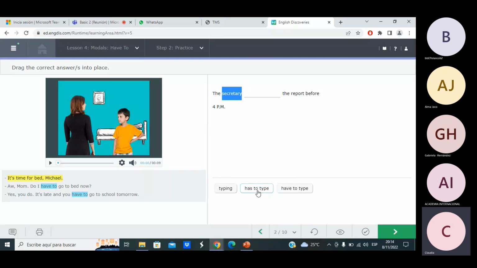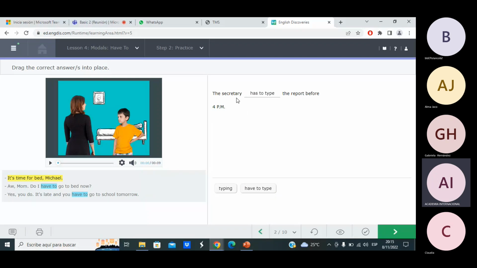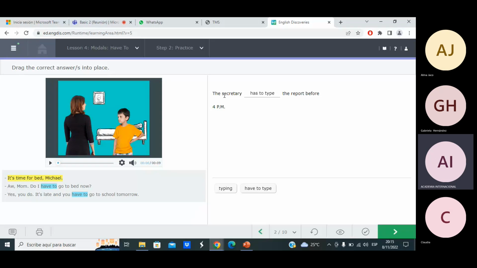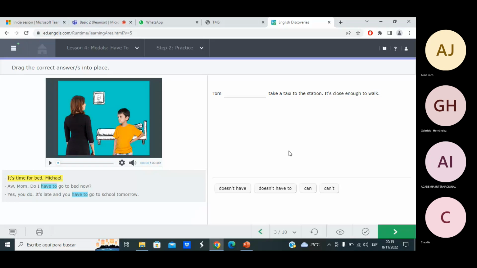Has to type. Which one? I didn't hear you, sorry. Has to type, yes, teacher. Has, yeah, has. Because I'm talking about her. Her is in third person. The secretary has to type the report before 4 a.m. Yeah, very good. And the last one. The last one, and we're going to finish.